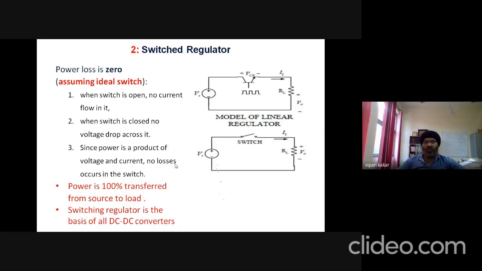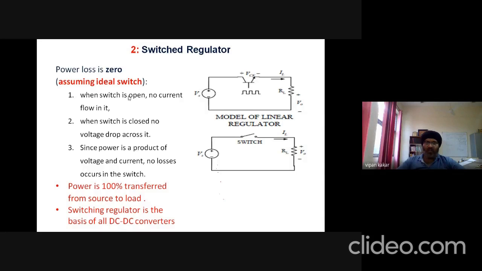Now in this switched regulator, we assume the switch to be an ideal switch for academic purposes. In practice, it's not an ideal switch. We have already discussed ideal and practical aspects of switches in part 3 of this course. So assuming an ideal switch, we can see the difference between the linear regulator and the switched regulator.